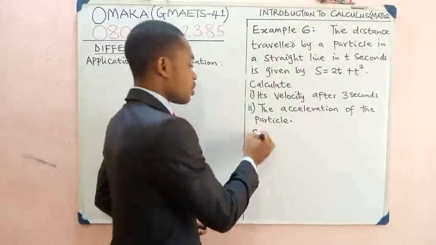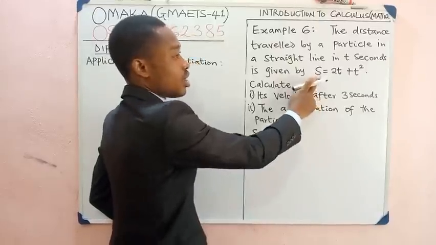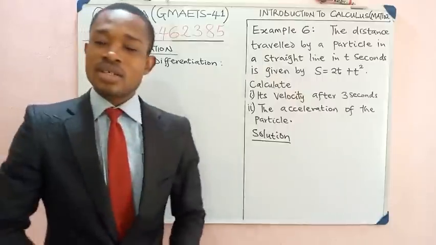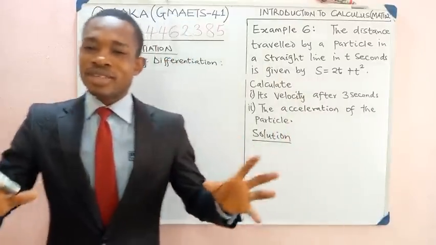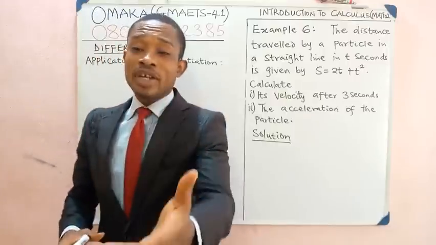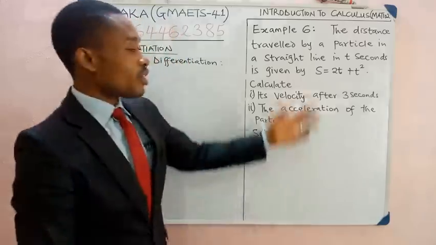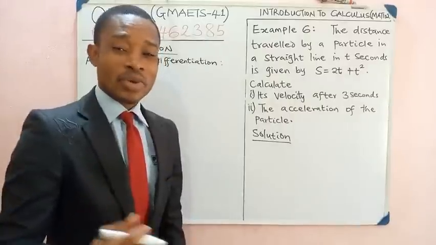Now how do we solve this problem? First of all, we want to look at the function given to us. This is s, which is the distance traveled, a function of time t. It means that the distance traveled depends on the time taken. And you know, the concept of differentiation is simple: if I depend on you, you differentiate me with respect to you. Therefore, if s, distance, depends on t, it means we are going to differentiate s with respect to what?